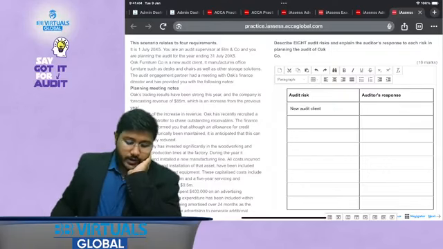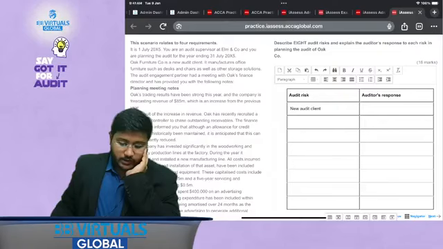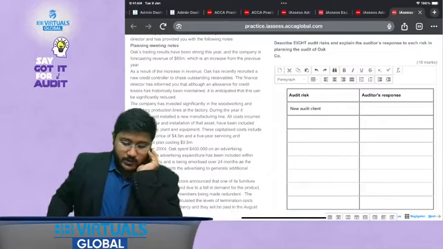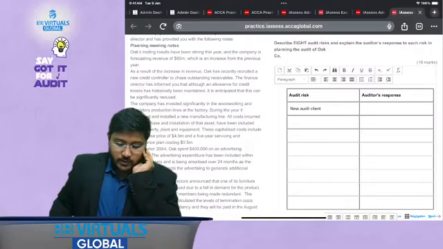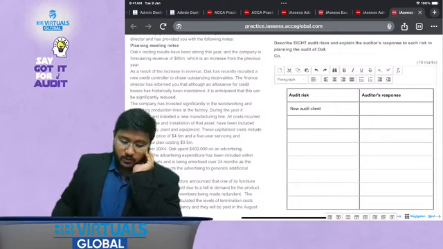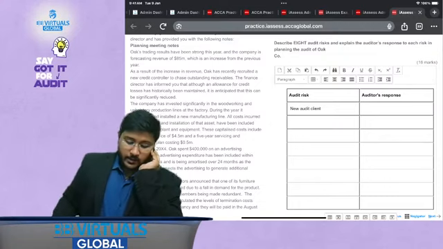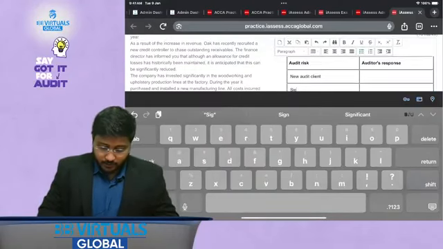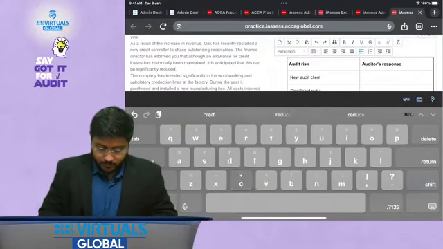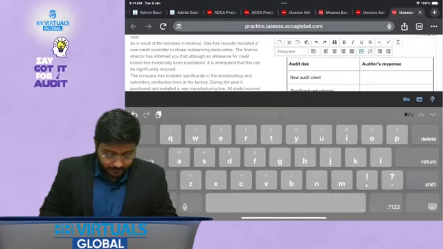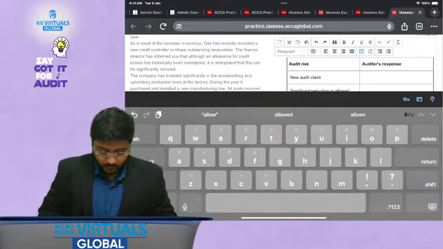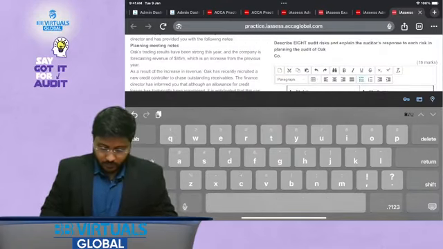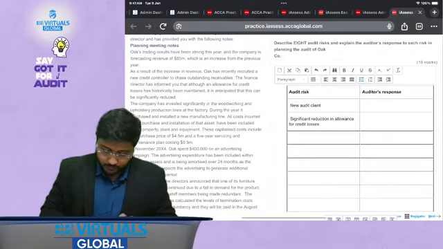Planning meeting notes. Oak's trading results have been strong this year and the company is forecasting revenue of $85 million, which is an increase from the previous year. As a result of the increase in revenue, Oak has recently recruited a new credit controller to chase outstanding receivables. The finance director has informed you that although an allowance for credit losses has historically been maintained, it is anticipated that this can be significantly reduced. Again, audit risk: significant reduction in allowance for credit losses. This is one important point over here.